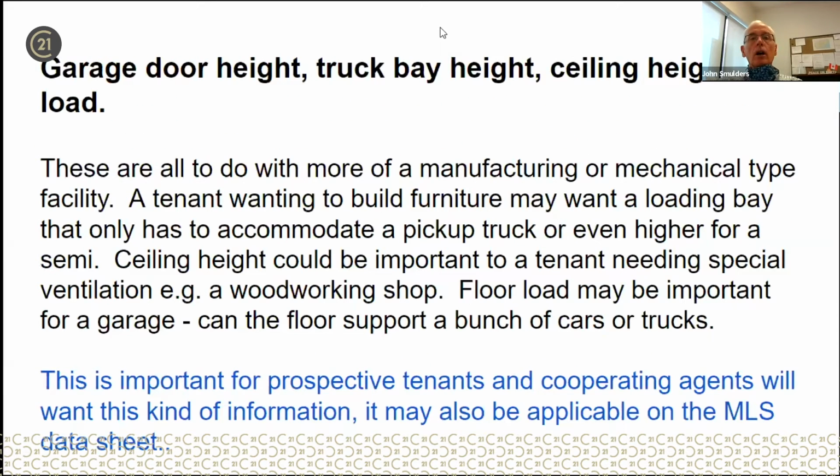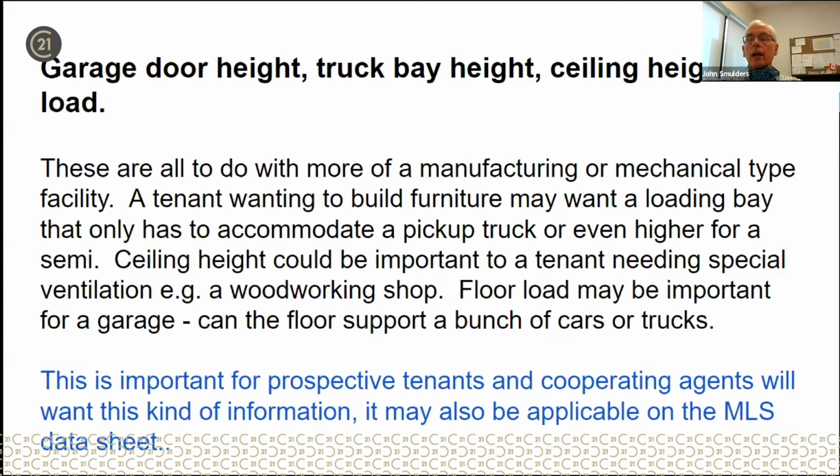Okay. Garage door height, truck bay height, ceiling height, and floor load. These are all to do with more of a manufacturing or mechanical type of facility. But a lot of industrial places and warehouses are being rented out because of garage door height, truck bay height, and ceiling height. Garage door height is really important for moving in, say, fridges. A 12-foot door is much easier to move a fridge through than an 8-foot door, or even sometimes smaller. Some 7-foot and 6-foot doors are really small.